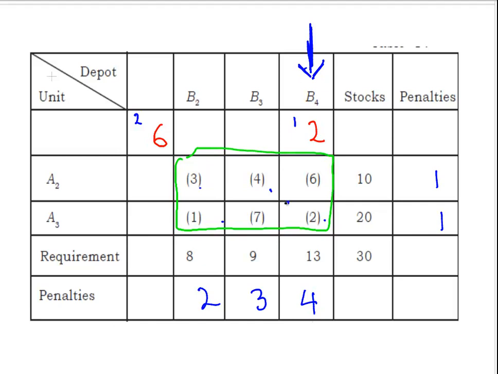Now, B4 only requires 13. A3 has 20 to supply. Just watch out for that. If it only had 11 supply, we could only send 11. But we're going to send all of the 13 units required by B4 from A3. Okay, so B4's demands are met now. It doesn't require any more, and A3 only has 7 units left. So there are 17 items to take care of.